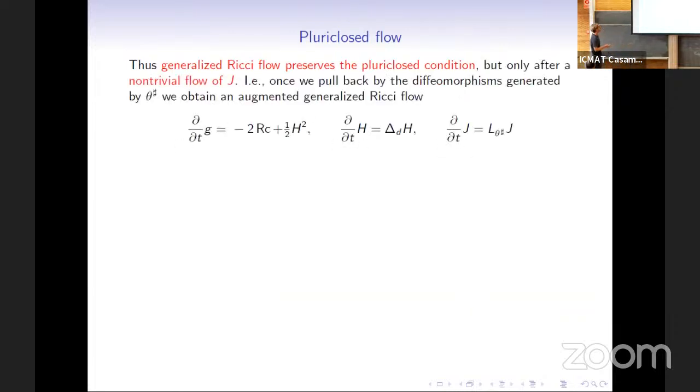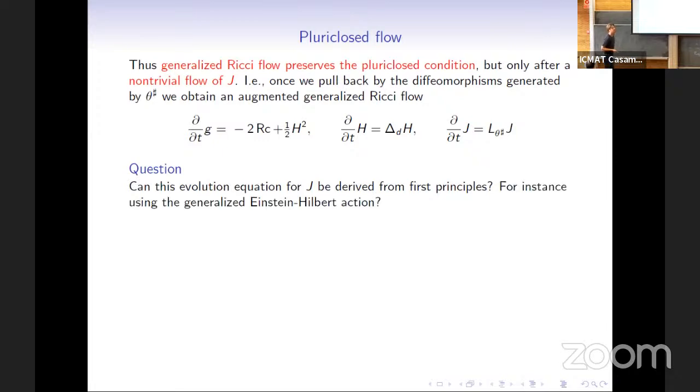So I pull everything back by J, and then dJ/dt is L theta sharp J. In the spirit of asking questions for this audience that maybe the generalized world has something to say about: I've always wondered if this evolution for J can be derived from first principles. It comes from my point of view in a very ad hoc way. It's just there in these natural equations, and you work with it. But I wonder if it can be derived, for instance, from the F functional, restricted to something like this. I don't know a nice derivation.